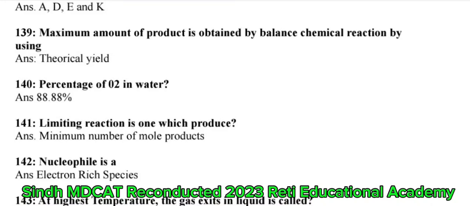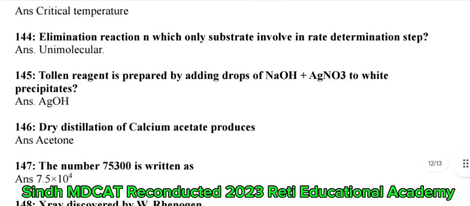Question number 140. Percentage of H in water, and the correct answer is 88.88%. Question number 141. Limiting reagent is one which produces, and the correct answer is minimum number of moles of products. Question number 142. Nucleophile is a, and the correct answer is electron rich species. Question number 143. The highest temperature at which a gas can exist as liquid is called, and the correct answer is critical temperature.